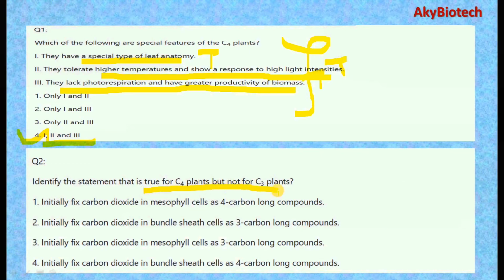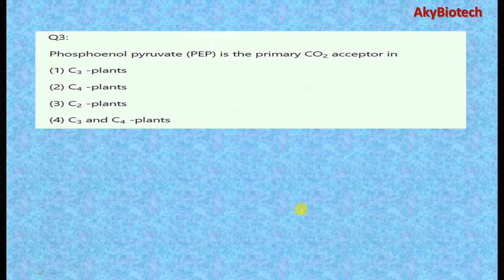Then number 2. Identify the statement that is true for C4 plants but not for C3 plants. So the correct one is that C4 plants initially fix carbon dioxide in mesophyll cells as 4 carbon long compounds. So this one is the correct one. As we all know, the C4 plants fix the carbon dioxide in mesophyll cells as 4 carbon long compounds.